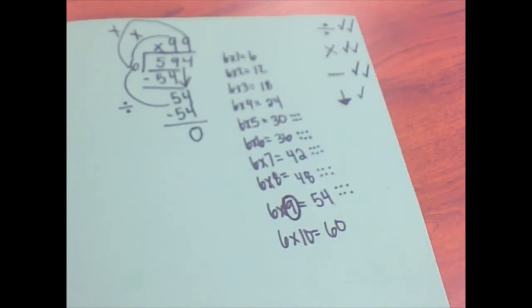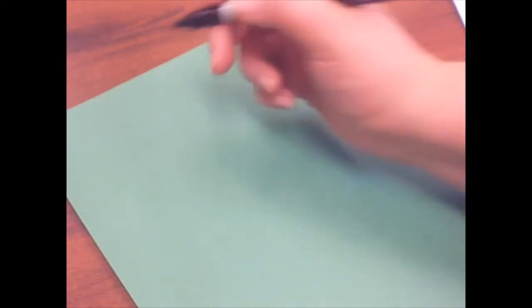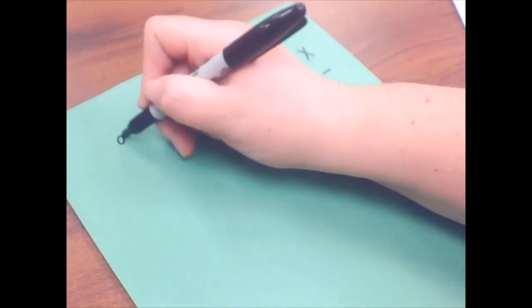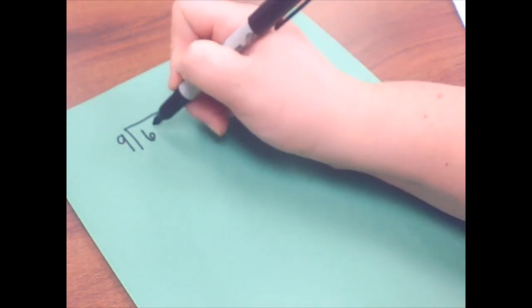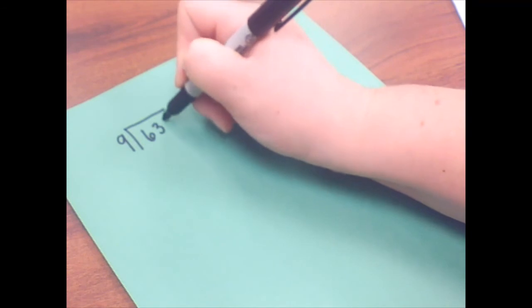We're going to do another problem, and we're going to keep practicing. So remember, when I start my problem, I want to have my key. Divide, multiply, subtract, bring down. Here's the second problem we're going to do. We're going to put 9 into 639. Okay.